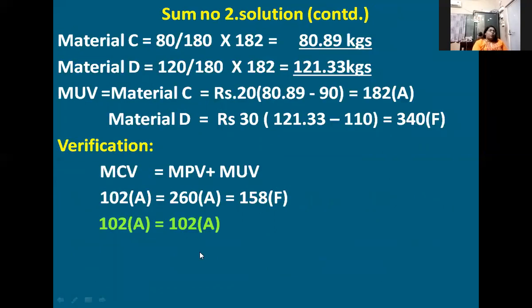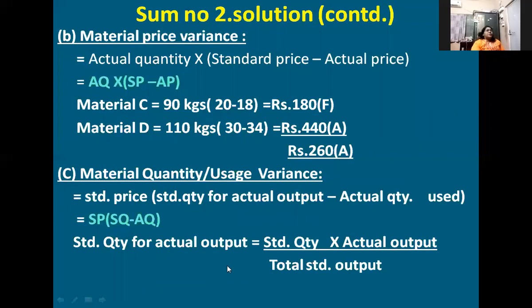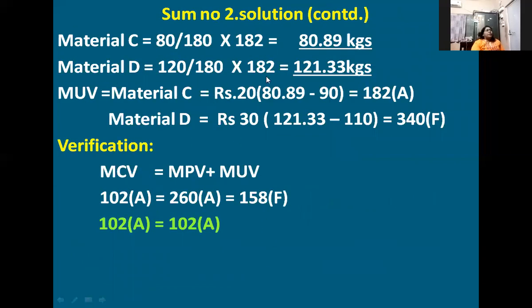quantity for actual output. And look at that, we calculated separately for material C and D. So 80 into 182 divided by 180, and 120 divided by 180 into 182. Have this calculation as per this formula to calculate the standard quantity for actual output. Then you will come to know the standard quantity for actual output, separately for C and D, and then get those answers for calculating the material usage variance.